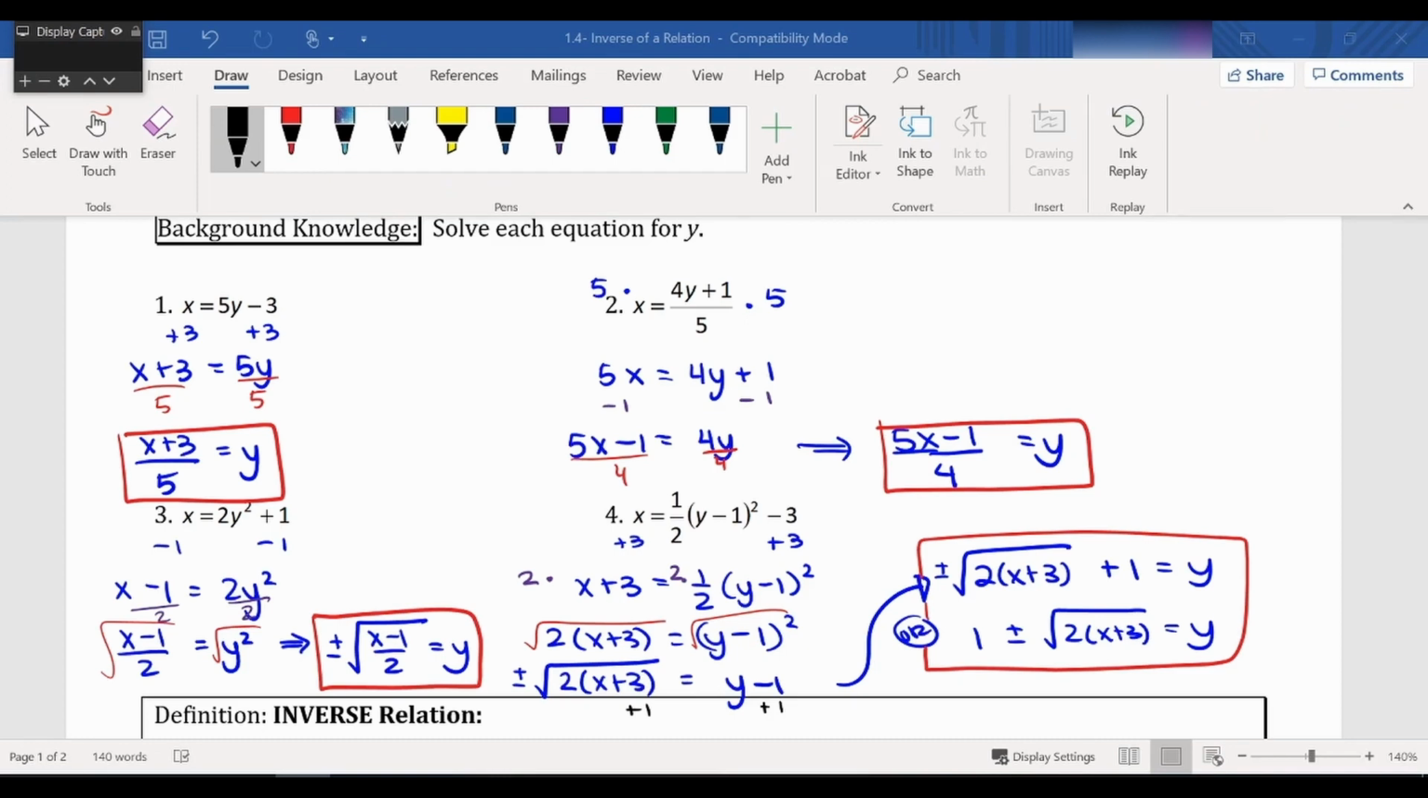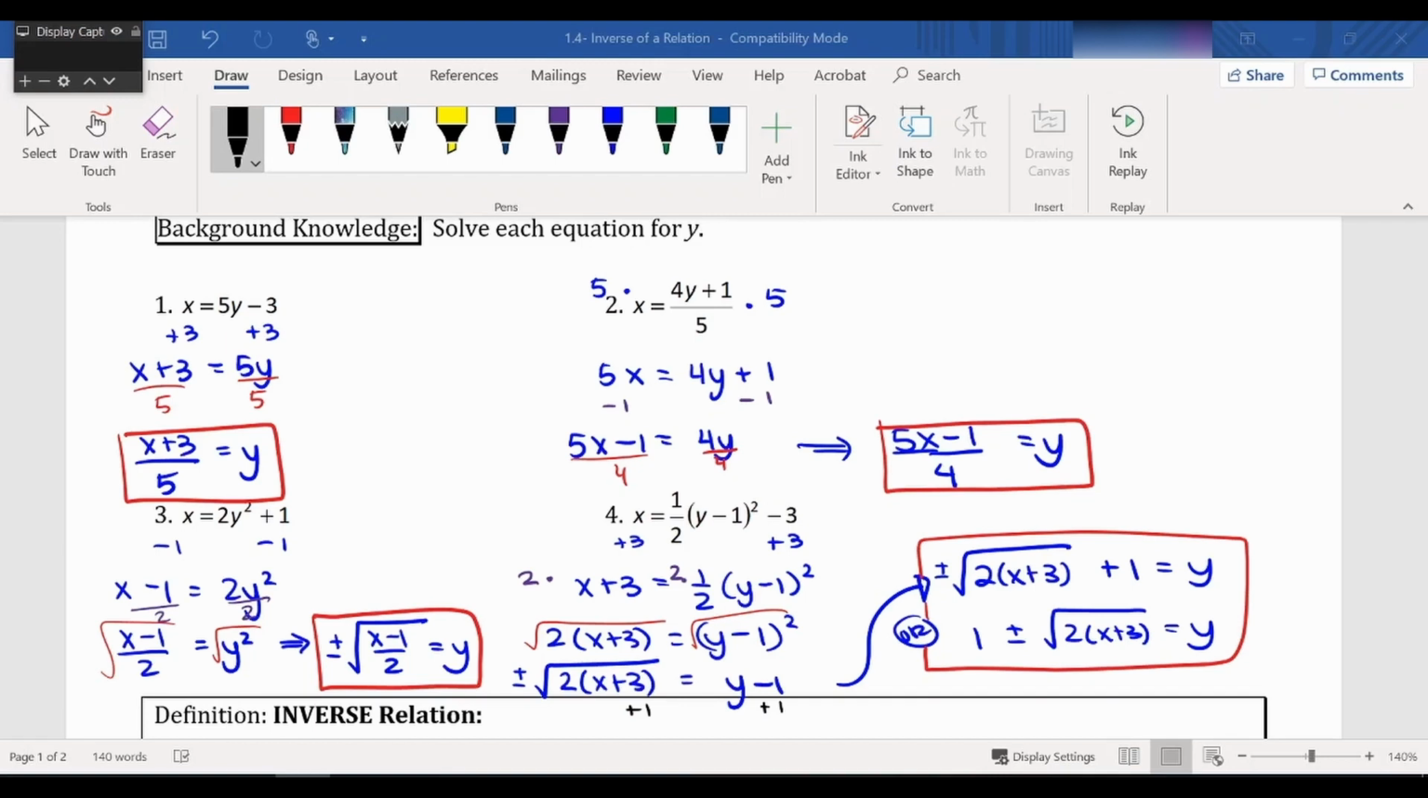All right, now this means you have unpaused your video and you can take a look at your answers here. So just a few reminders. One, when you're solving for y, if you do something like in number 1 where you have to divide by 5, you must divide the entire left-hand side by 5. A lot of people will say this is 1 over 5x plus 3. The over 5 is underneath the entire x plus 3.